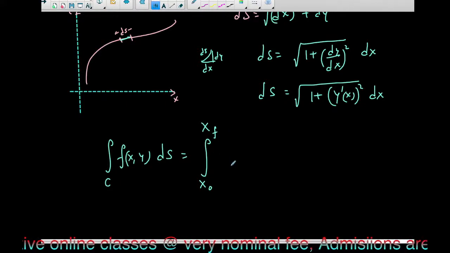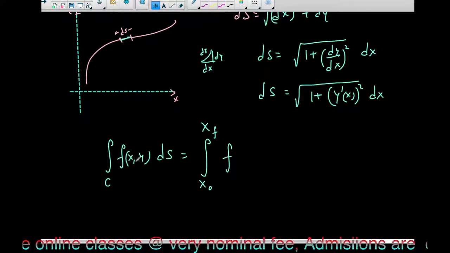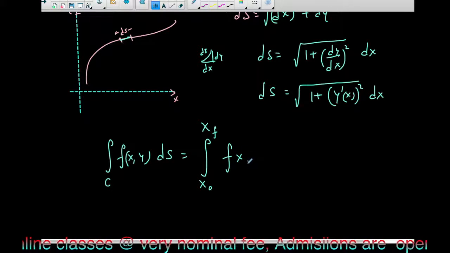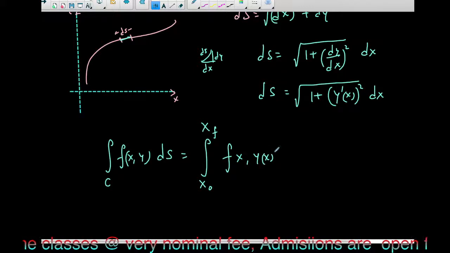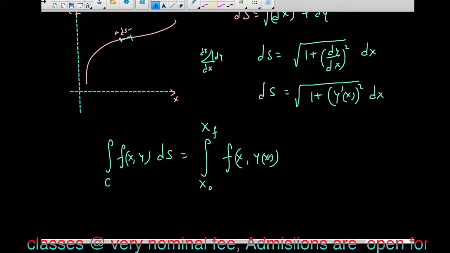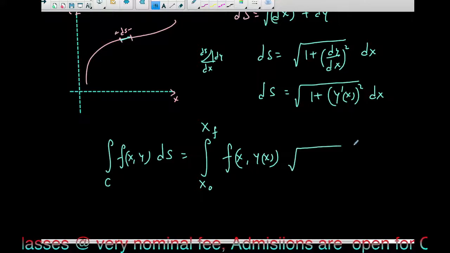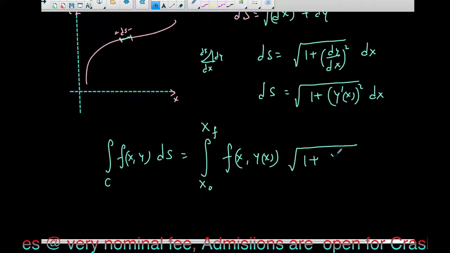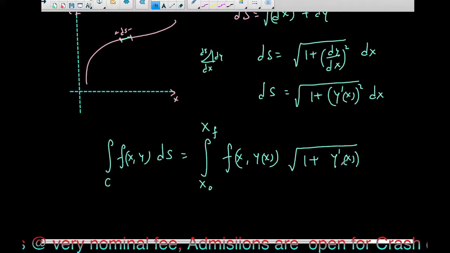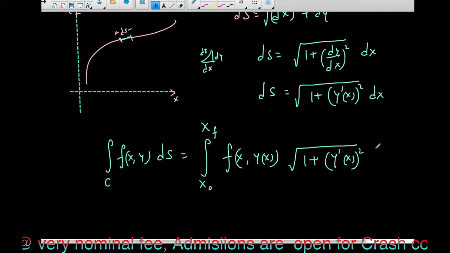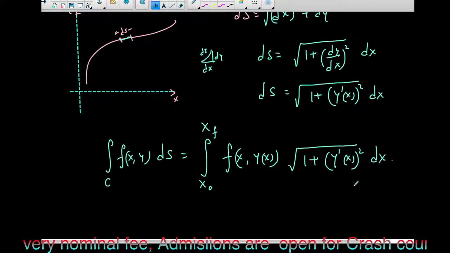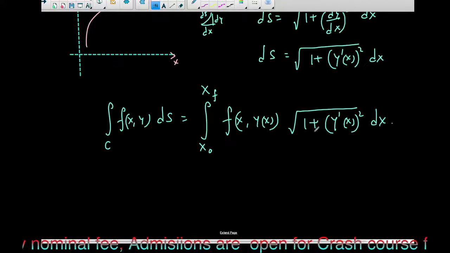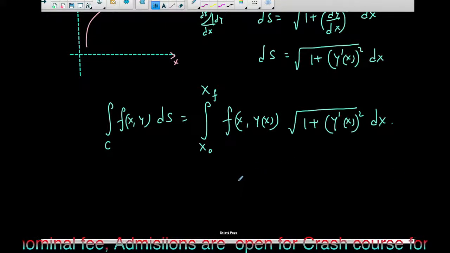In terms of f we are notifying x here, and for y that is y of x, the dependent variable y depending on x, and under root for ds, what we replace all this, that is 1 plus y dash of x whole square, right? And here you say dx. Can we write like this? So finally, this is the formula for the line integral as a function of x.